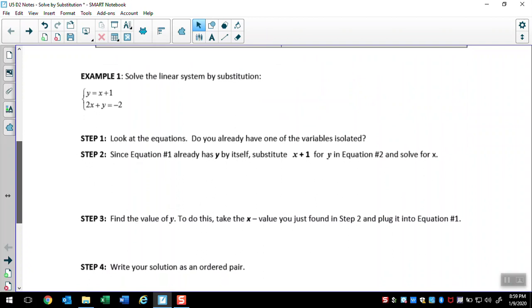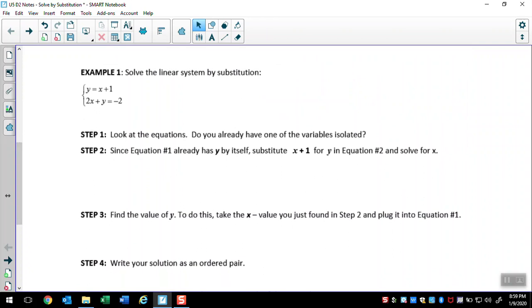Alright, so now let's come down here and look at how we solve a system using substitution. So think about what that word substitution means. Substitution means to replace. And we're going to replace something with something else. So, first thing we need to do is look at the equations and decide, do we already have one of the variables isolated? So when I look at these two, I'm looking for a variable that's completely by itself. And in this case, I do. This first equation, that y is completely isolated. It's by itself. Right? Y equals x plus 1.